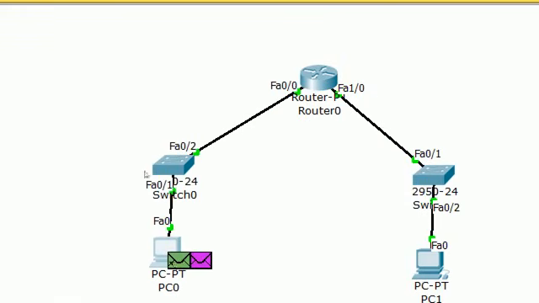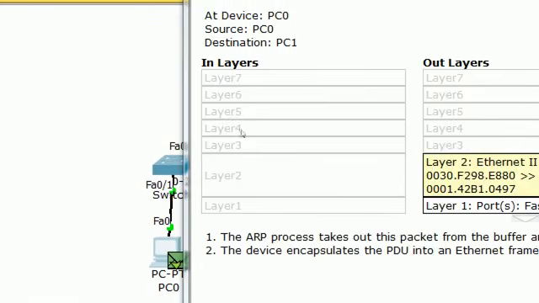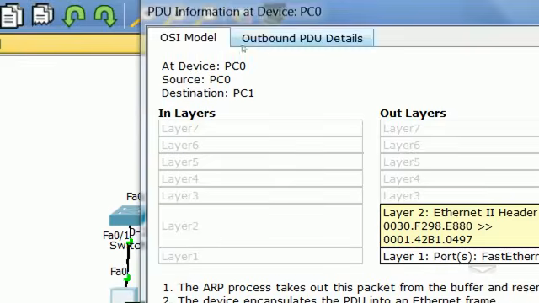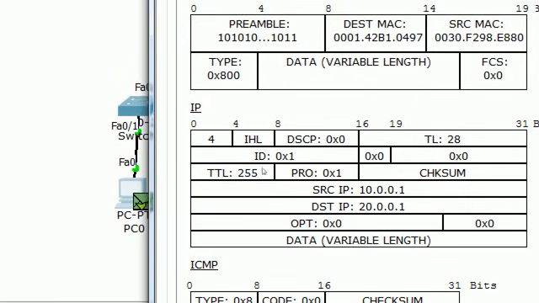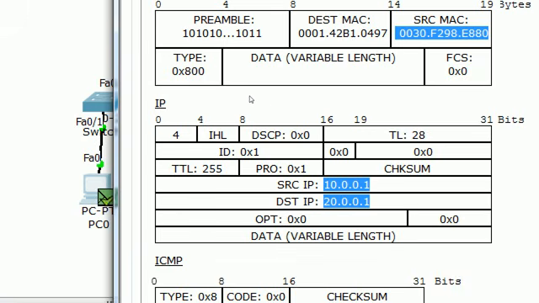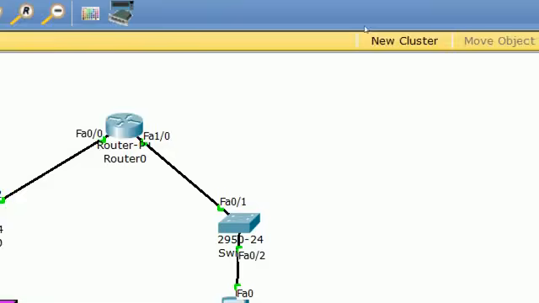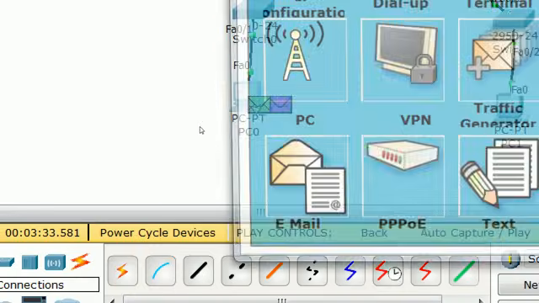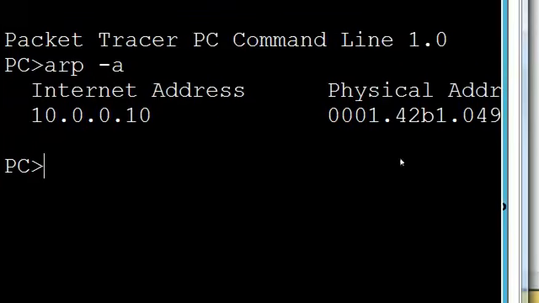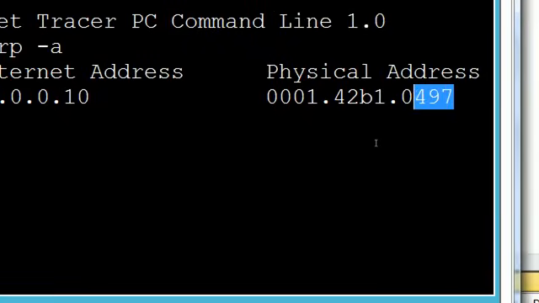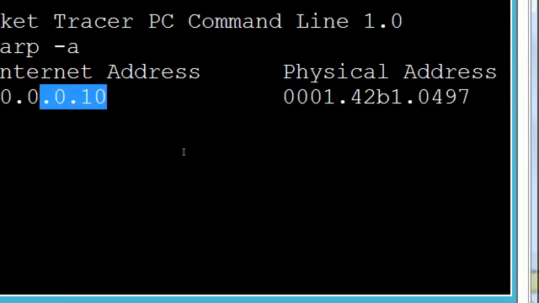Now computer will send actual data. In actual data, see, source IP is, destination IP is, source MAC of computer, destination MAC is of default gateway. You want to check? I will move to the computer. I will go to command prompt. You can check. This destination MAC is of which address? 10.0.0.10. Fine.